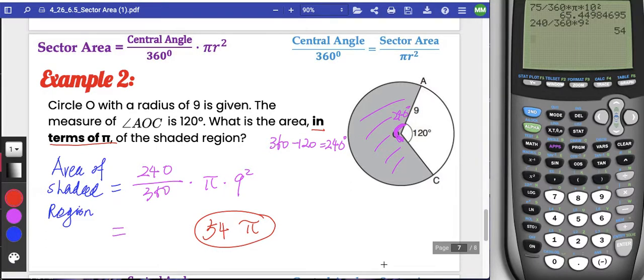Again, I want to remind you, do not forget, if the answer says in terms of pi, do not type pi in the calculator. Also, sometimes students remember not to put the pi in the calculator, but when they write the answer, they just write down 54, which is wrong. In terms of pi, even if we didn't put the pi in the calculator, it is still part of our answer. Okay, so that's one question.